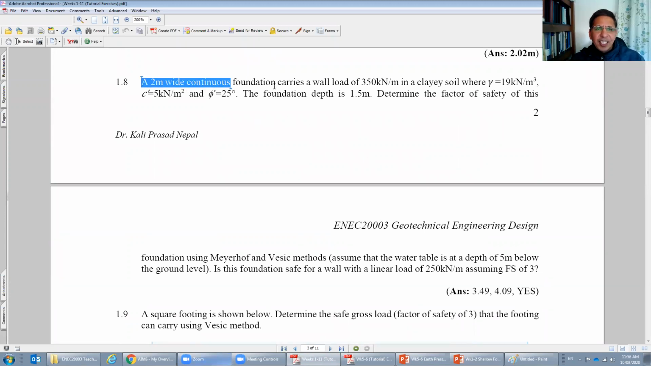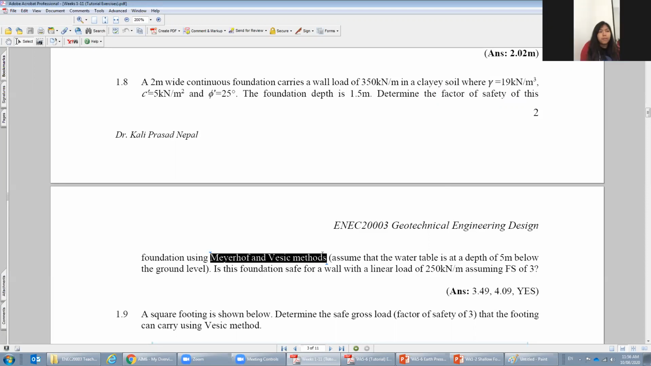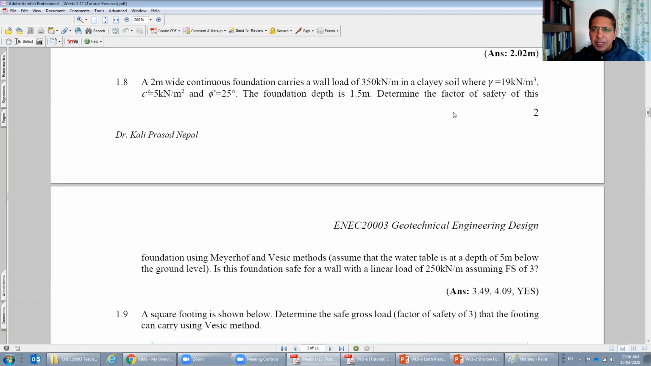So now the foundation carries this kilonewton of load. That's a 19, that's a c, that's a 5. Foundation depth is given. Factor of safety is given, right? We need to determine the factor of safety. You need to calculate the ultimate capacity first using two methods, Meyerhof and Hansen, right? Calculate the ultimate using these 2 methods, and then the given load. Is the foundation safe? This is already safe if you get a very good factor of safety, right?